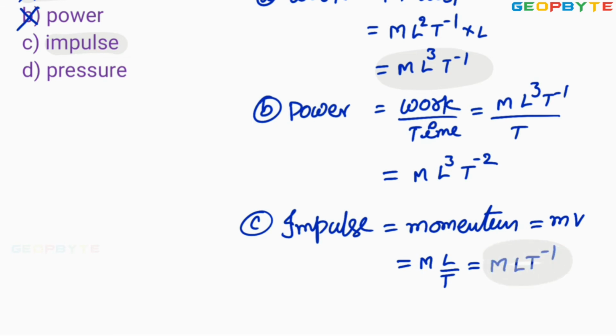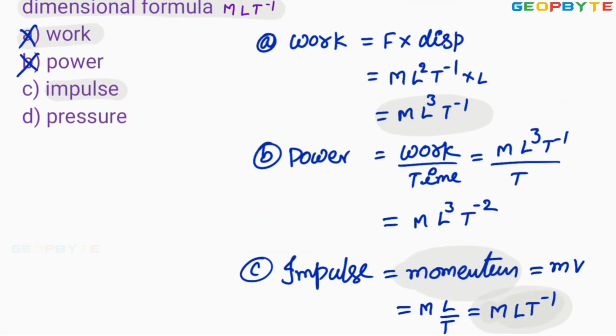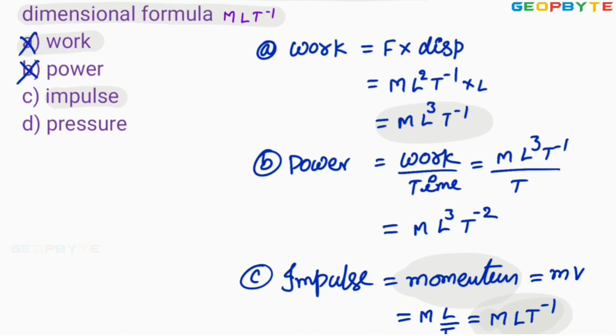Therefore, the dimensional formula for impulse is equal to the dimensional formula of the momentum, that is equal to M L T power minus 1. The given is M L T power minus 1 only. Therefore, the given dimensional formula is for impulse. I hope you clearly got my point. Option C is absolutely correct. Let us go for the next problem.